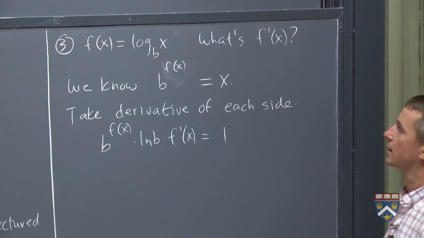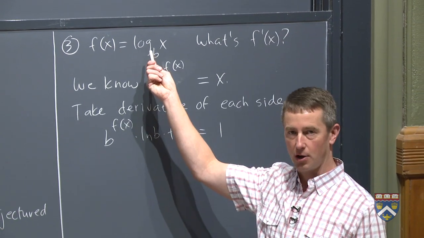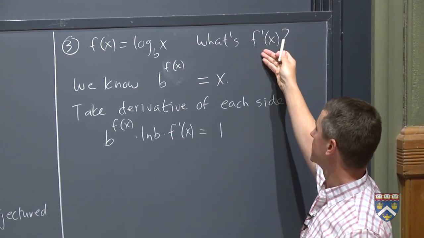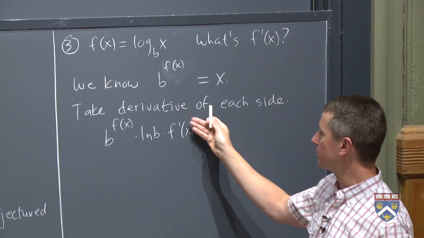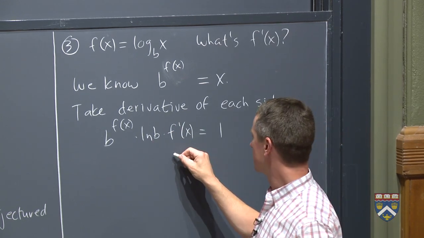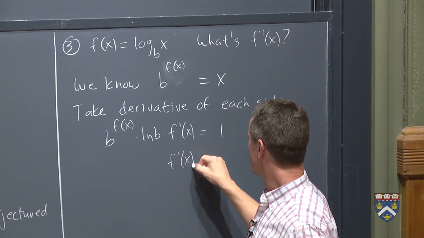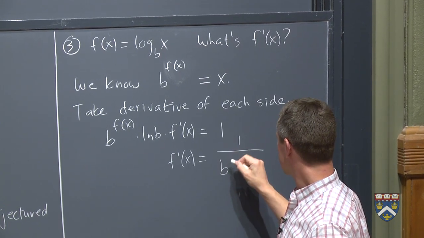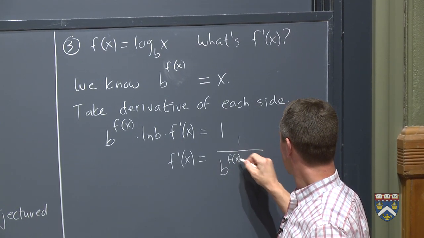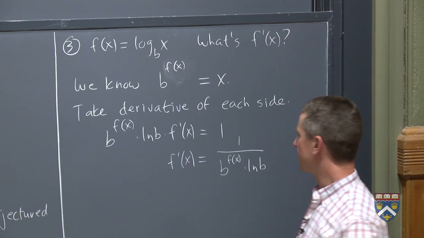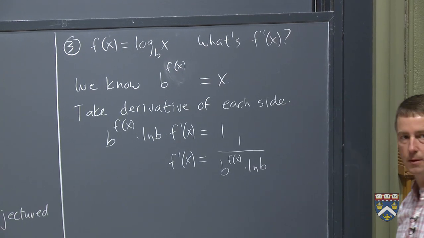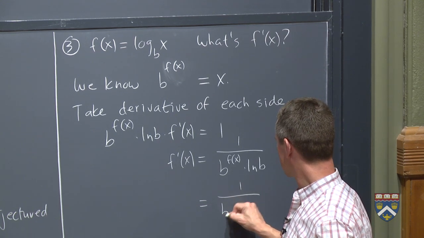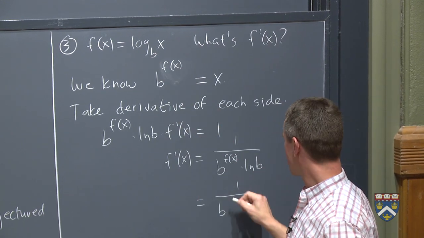So what are we trying to do here? We have the function f of x is log base b of x. We don't have a derivative rule for that yet. So we're going to try to solve for f prime of x here. So I want to move all the rest of the stuff to the other side. So f prime of x is what? It's 1 over b to the f of x ln b. But what is f of x? f of x is log base b of x.